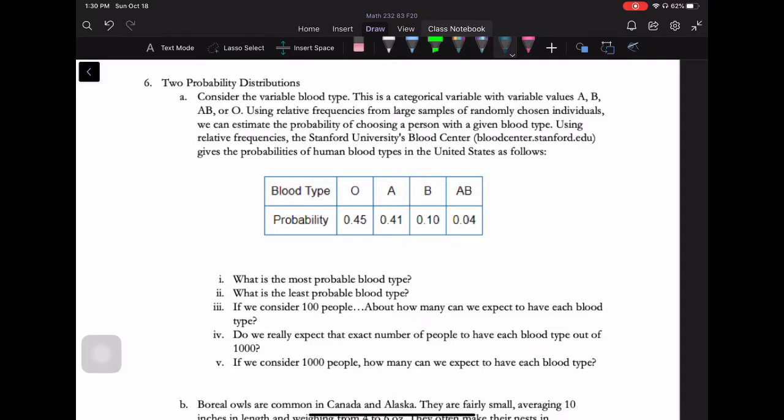We're going to use relative frequencies, which means percents, from large samples of randomly chosen individuals, and we can estimate the probability of choosing a person with a given blood type. Using relative frequencies, the Stanford University's Blood Center gives the following probabilities of human blood types in the US, which is given in the table.